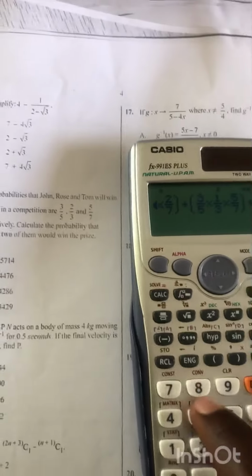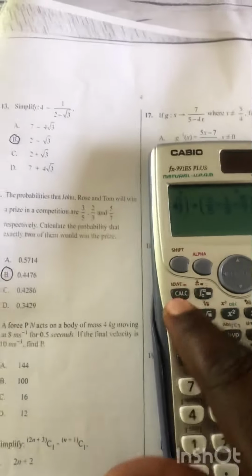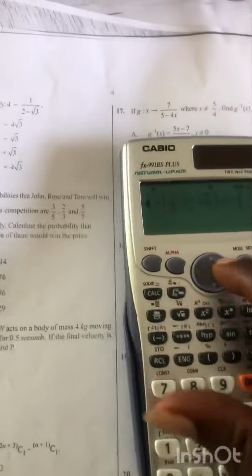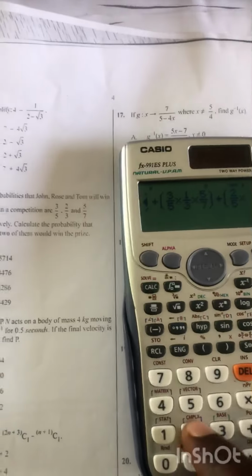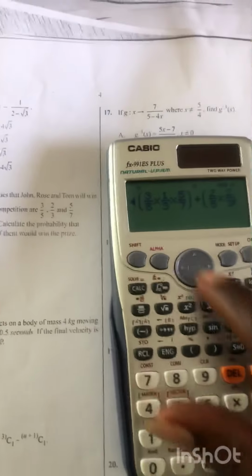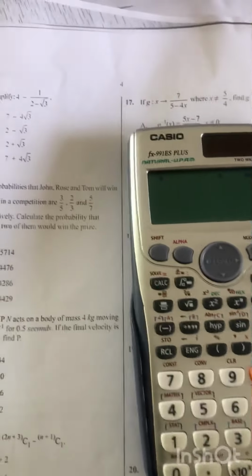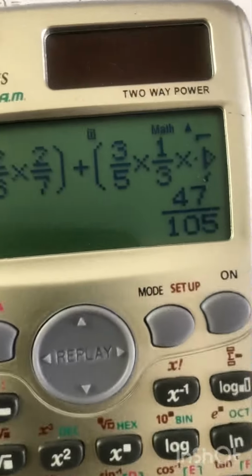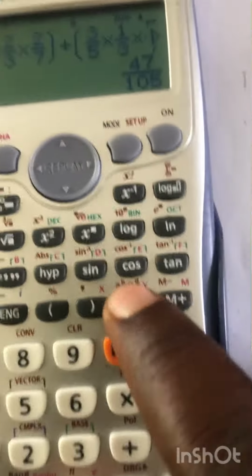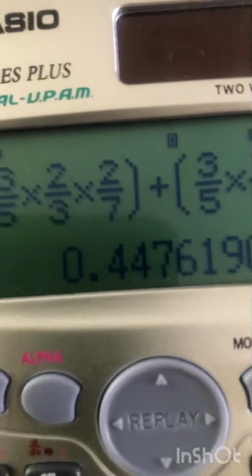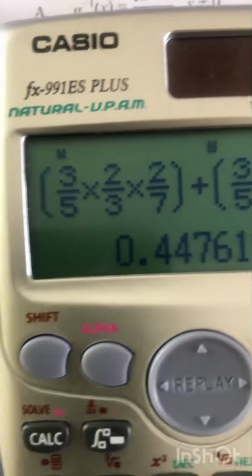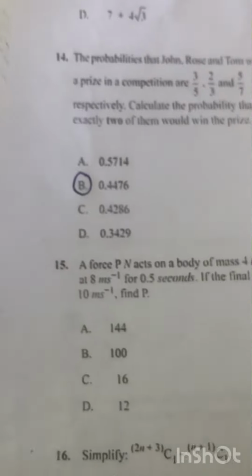John will lose, which is 2 over 5 times both of them will win, 2 over 3 times 5 over 7. So equals, that's my answer, 47 over 105. I press this one to send it to decimals, 0.4476, which is B. So we move on to question 15.